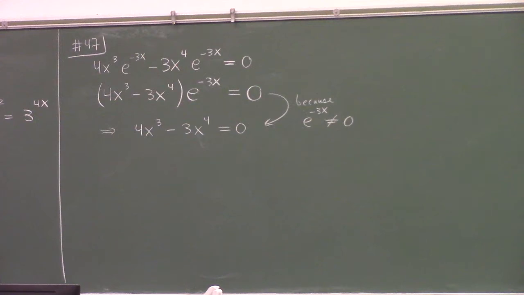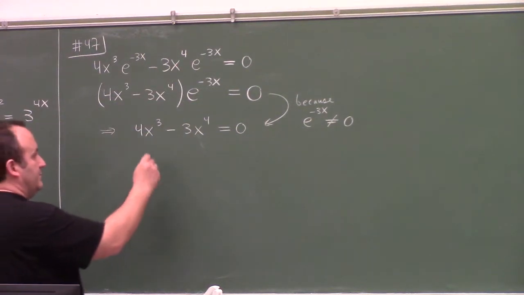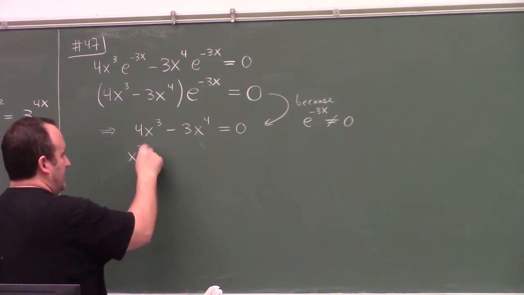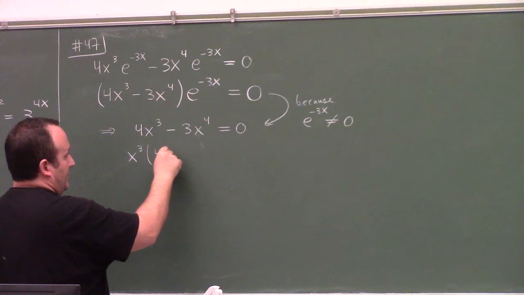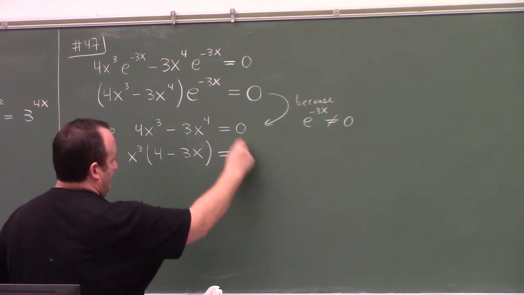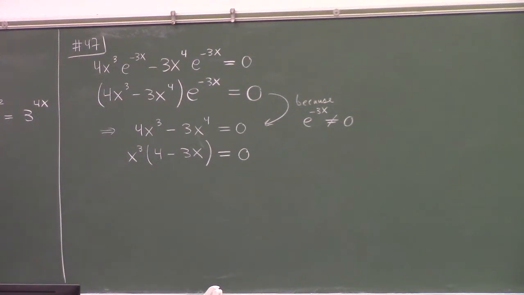So how do we solve that? I'll do the easy part. I'm going to pull out an x cubed. And that's going to give me 4 minus 3x, right? So then what?